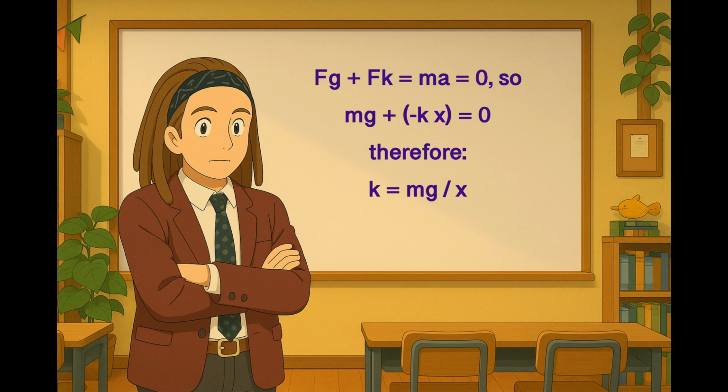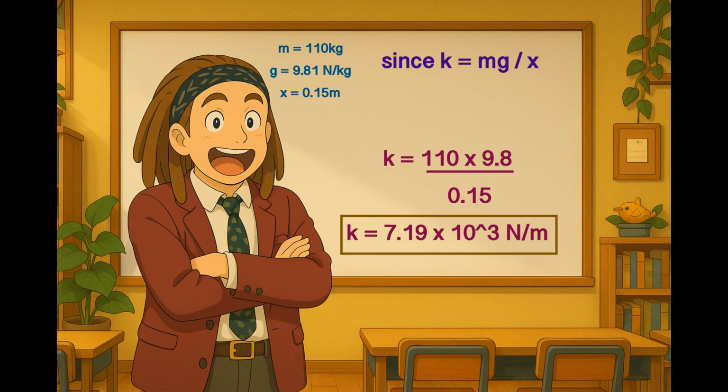Next, we use Hooke's law, knowing that this force F is balanced by the spring-like force of the rim. F equals k times x. We want to find k, so we rearrange the equation. k equals F over x. Now, substitute our values. k equals 1079.1 newtons divided by 0.15 meters. k equals 7,194 newtons per meter. So the force constant k for the basketball rim is approximately 7,194 newtons per meter.